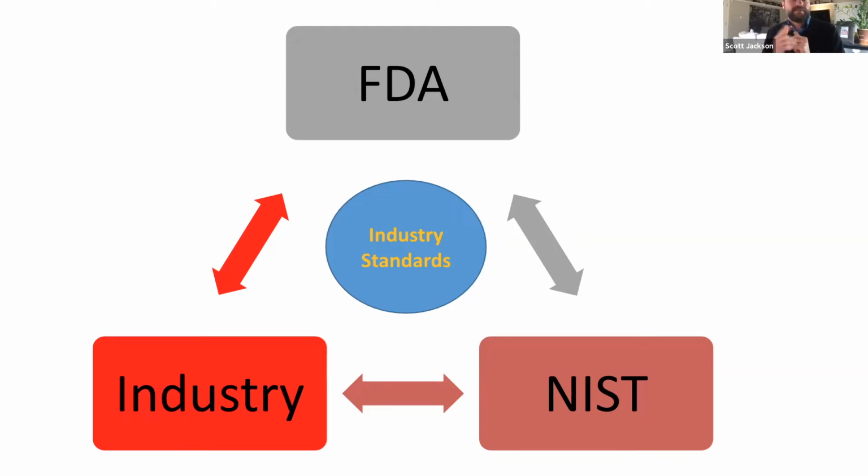So you can see sort of the cycle there that we work with industry and we work with FDA, and FDA works with industry and FDA works with us. And it's all around building industry standards so that the FDA can make more informed regulatory decisions on the products that they regulate.